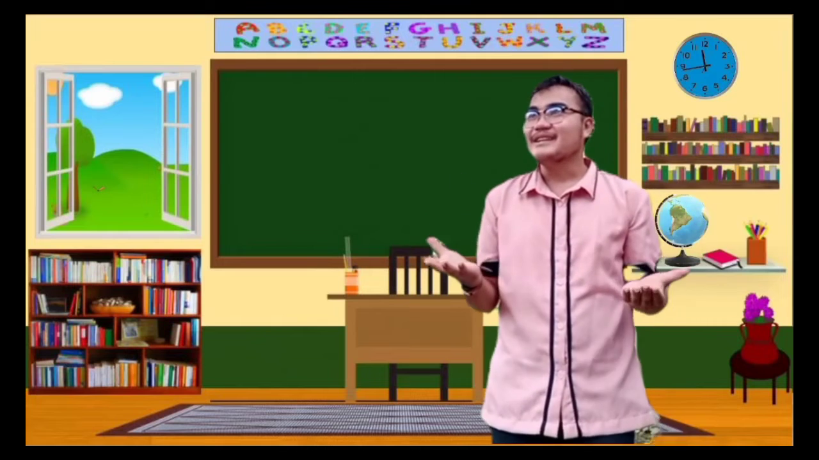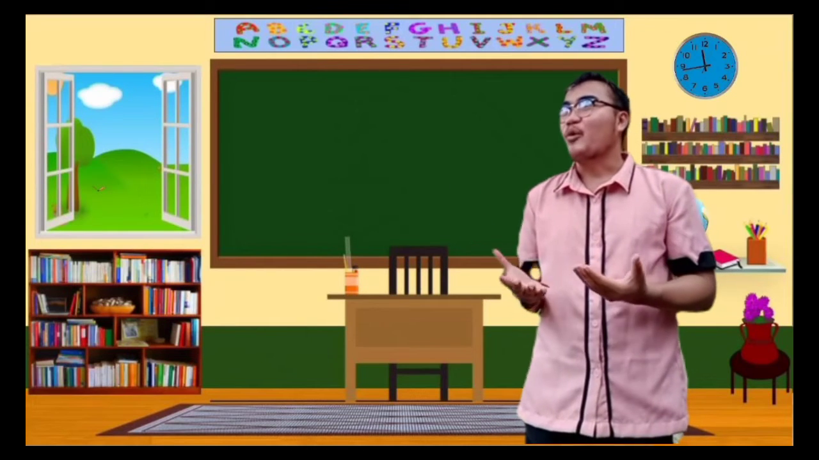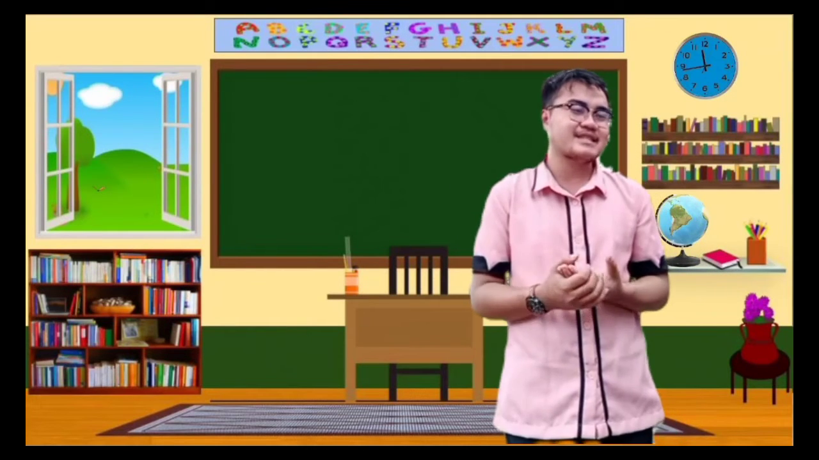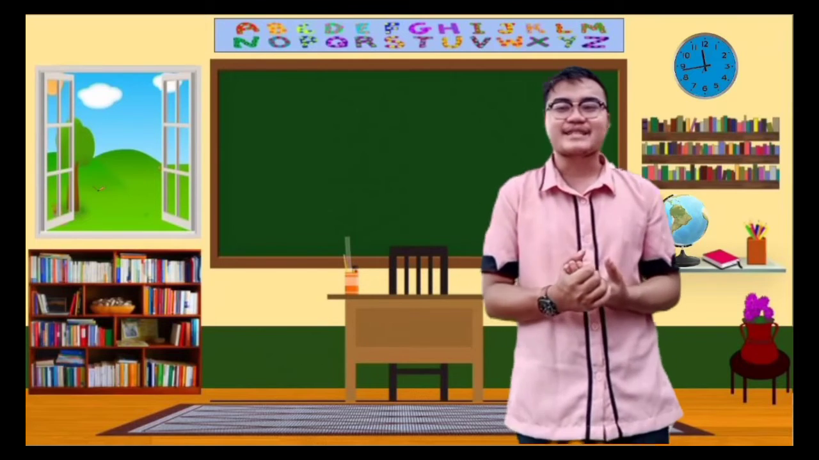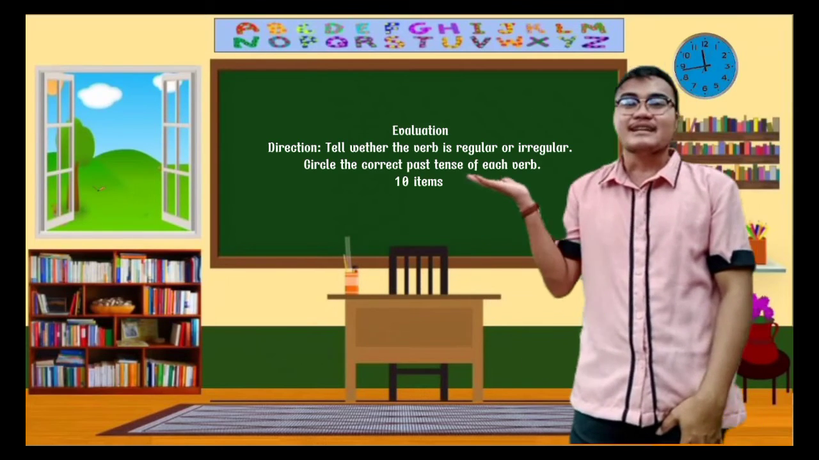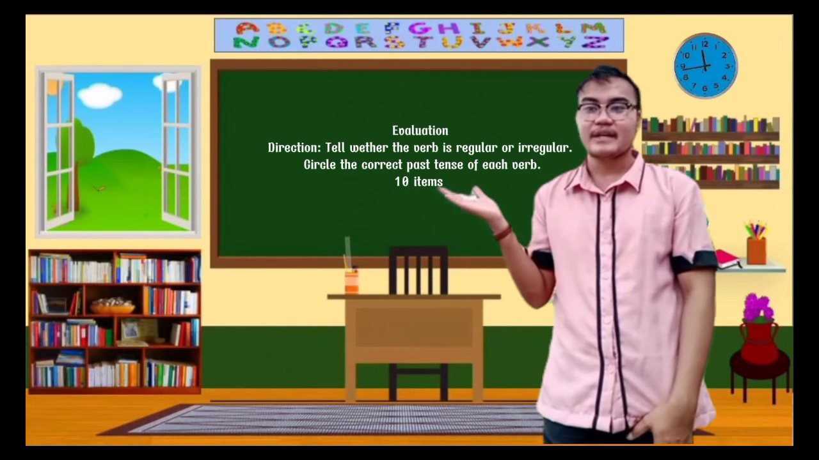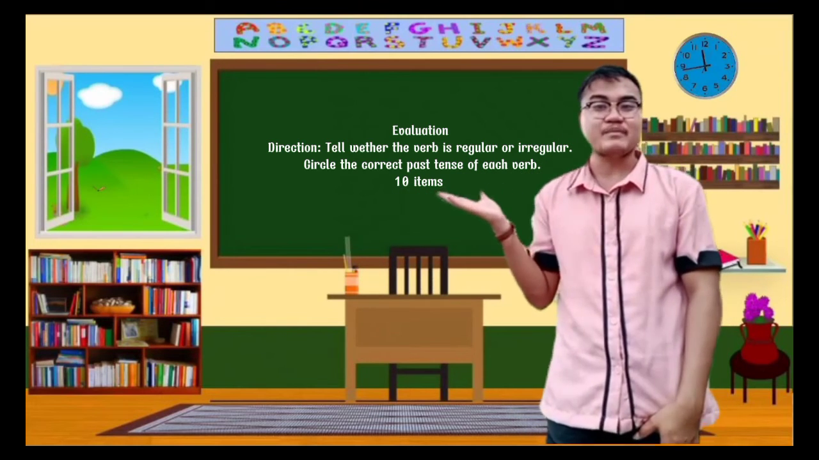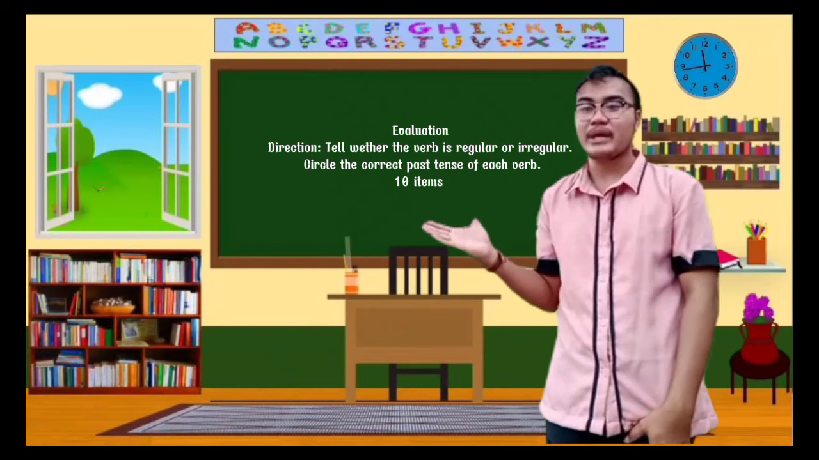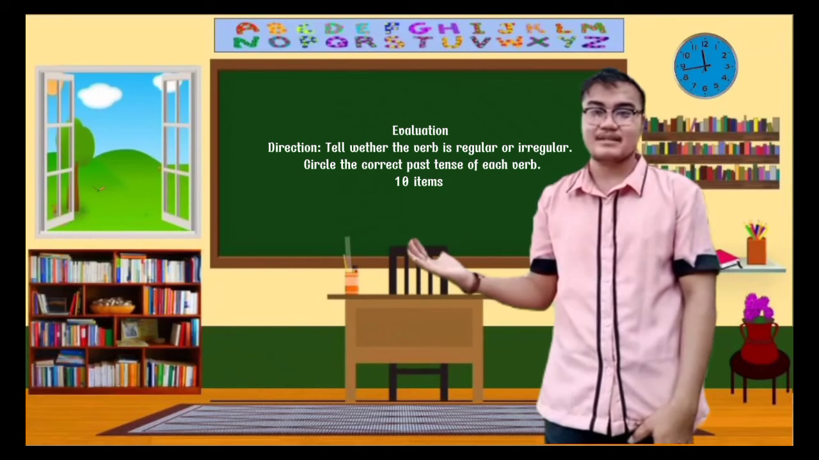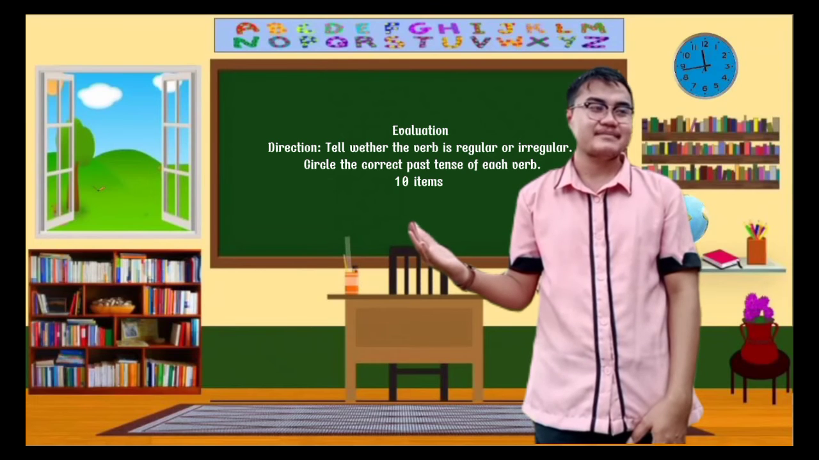Alright, so now, please get a 1/4 sheet of paper. Let's have a test. So here, the direction. Tell whether the verb is regular or irregular. Circle the correct past tense form of each verb. So we have here 10 items. Alright.